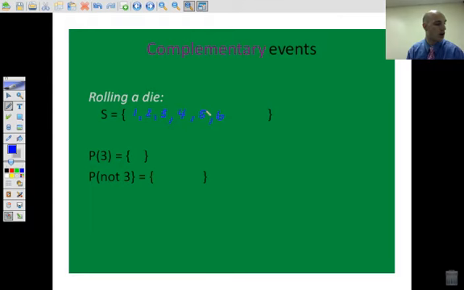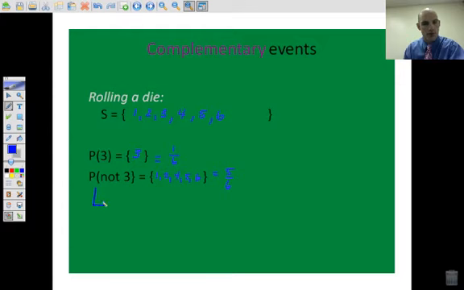The probability of tossing a 3. Well, the sample space is going to be 3. There's only one way to roll a 3 if we are considering rolling one die. And so the probability of doing that is going to be 1 out of 6. The complementary event to that is going to be the probability of tossing not a 3. So we are going to consider all the ways not to toss a 3. Well, that would be 1, 2, 4, 5, or 6. And so the probability of not tossing a 3 is going to be 5 ways out of the 6.